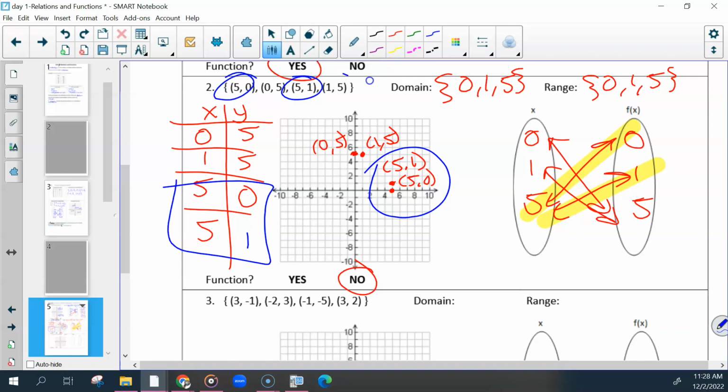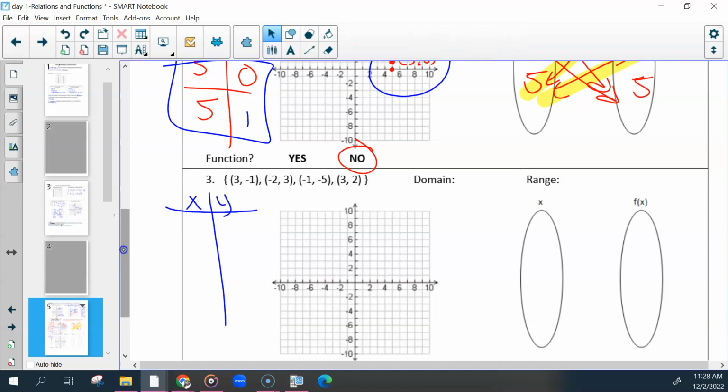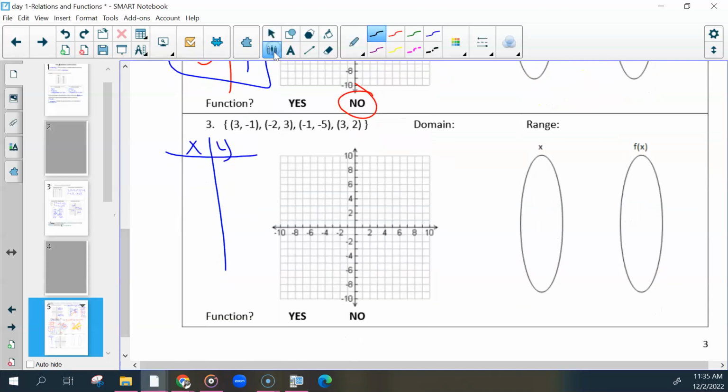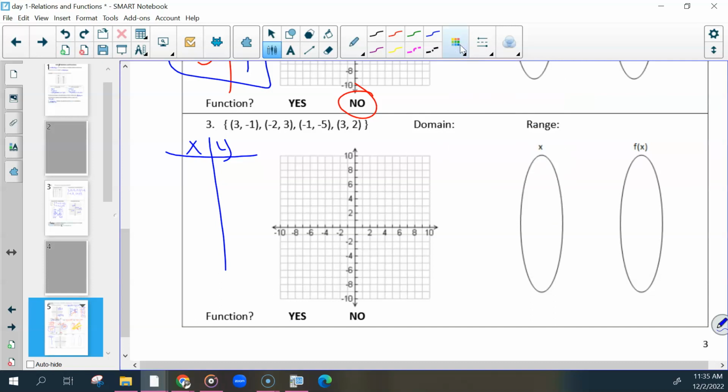Try number 3. Make the mapping, the table, and the graph. And then when you finish that, I will come around and check it. So raise your hand when you finish that. You want to do one too? Okay, whichever one, just not all of them. Just pick one.